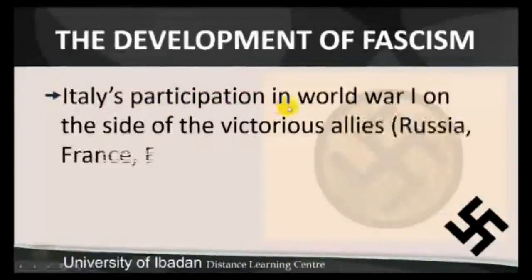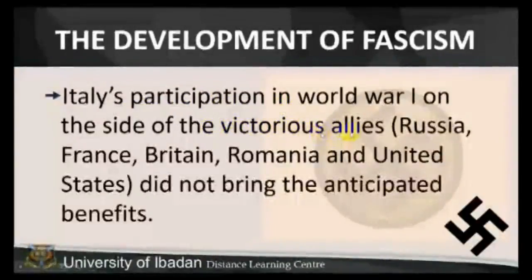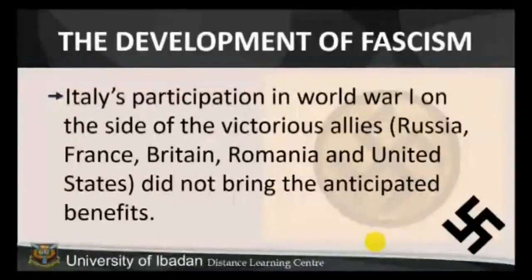Italy's participation in World War I on the side of the victorious Allies, that is, Russia, France, Britain, Romania, and United States, did not bring the anticipated benefits. Apart from the fact that Italy was denied its principal territorial claims, unemployment also weakened its economy. Betrayed internationally by its allies in the war and troubled domestically by a depressed economy, Italy's political stability was seriously threatened.